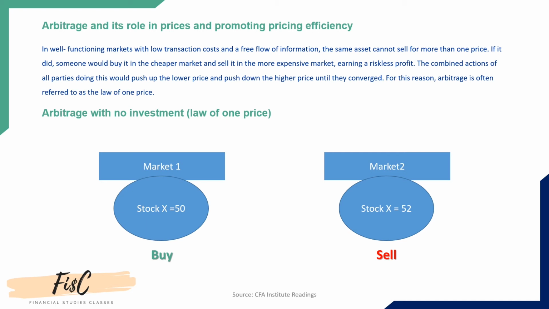So the stock X price in market 1 starts increasing, whereas the stock price in market 2 starts decreasing, and they reach a level where both prices are equal. So suppose 50 increases up to 51, whereas 52 decreases up to 51, so the price of the stock becomes 51 in all the markets. That's the way arbitrage works in improving price efficiency.